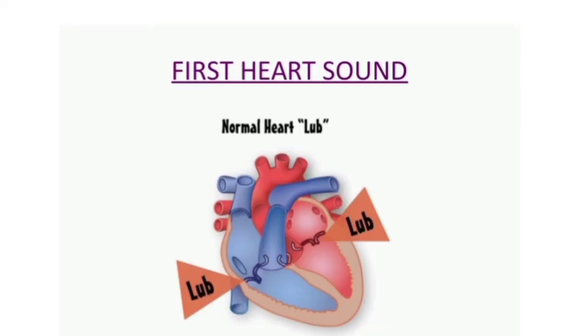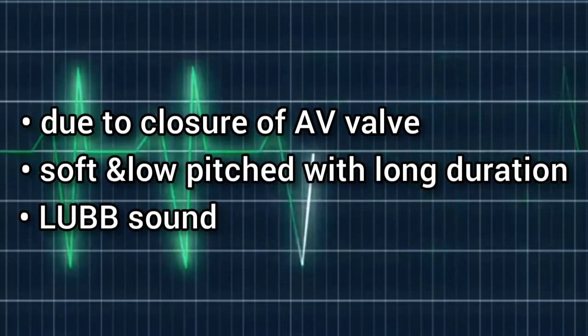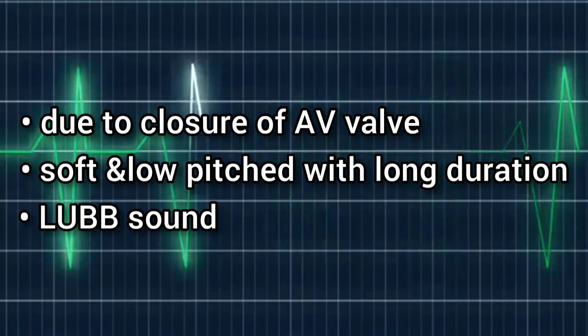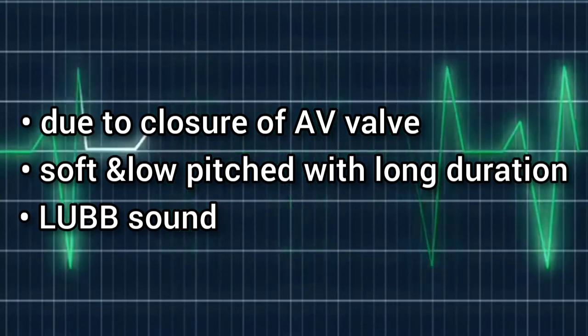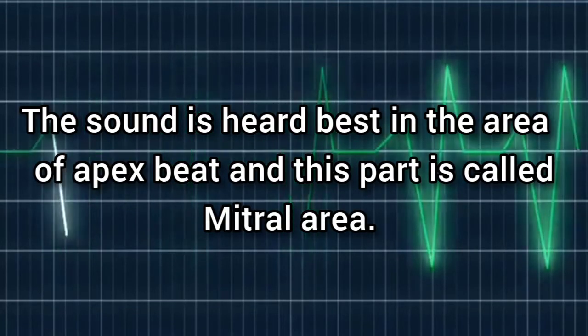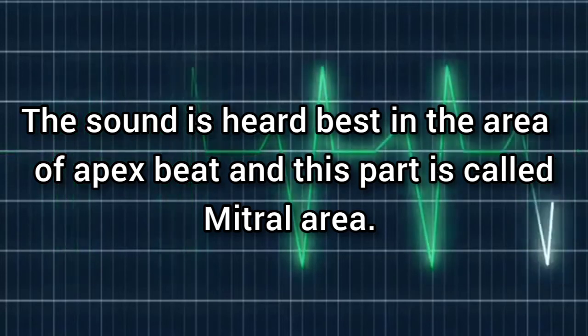First heart sound. The first heart sound is heard in the isometric contraction phase and maximum ejection phase. It's due to the closure of atrioventricular valve. The quality of the sound is soft and low pitched with long duration. It can be compared to a lub sound. The sound is heard best in the area of apex beat and the part is called mitral area.